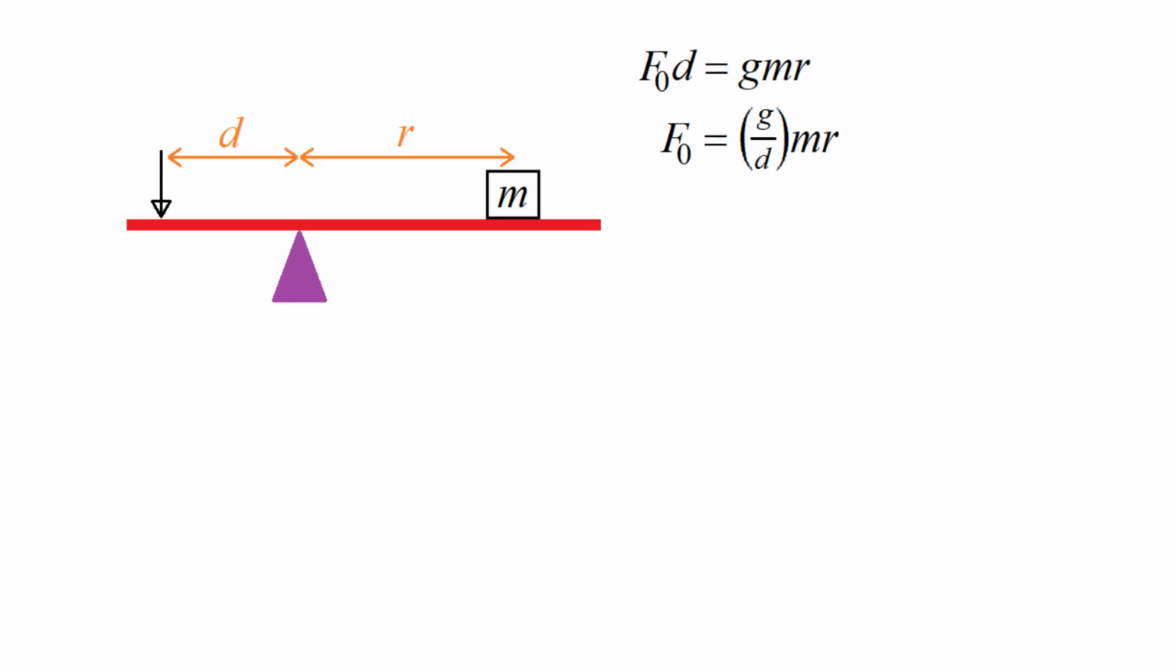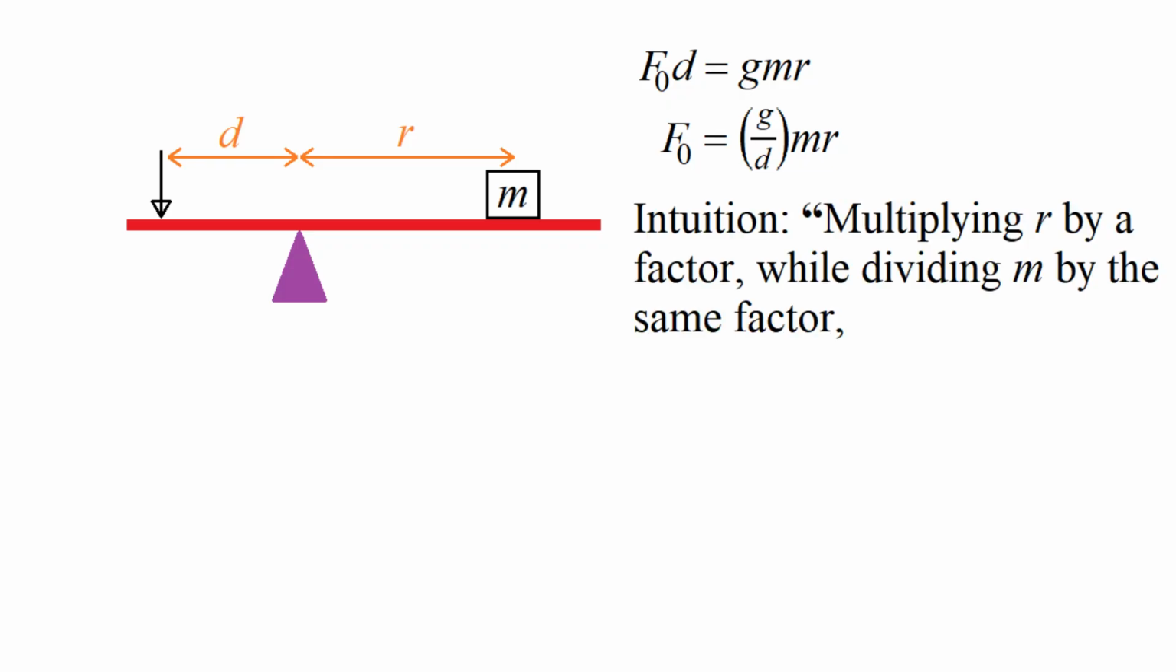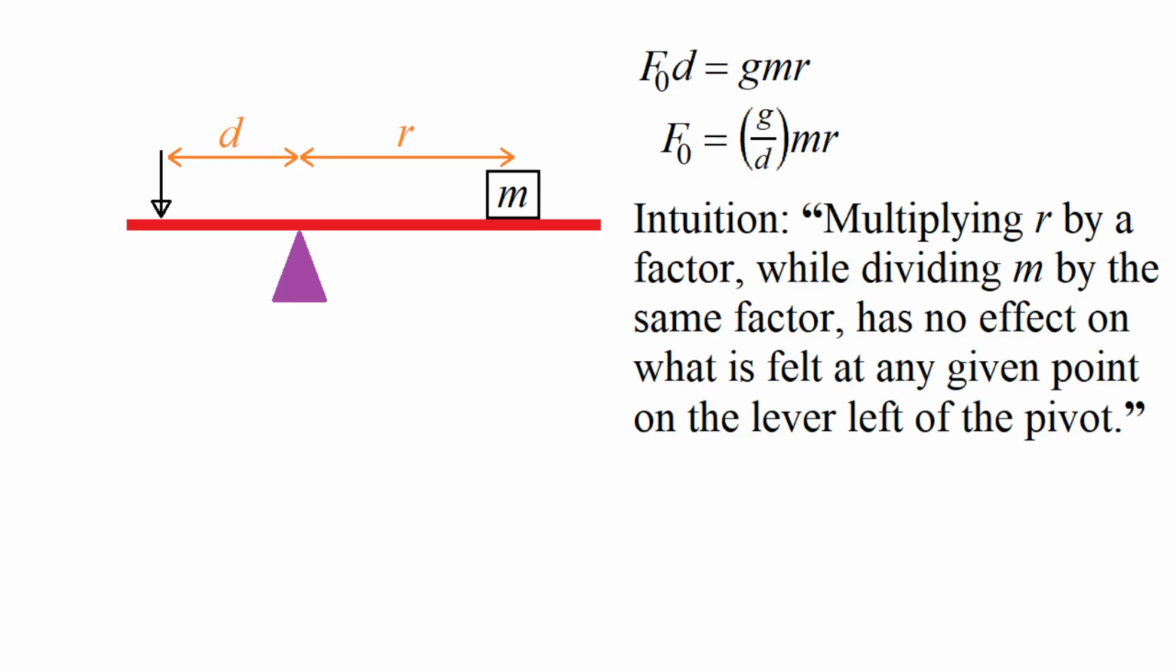And this reflects a kind of natural intuition about levers that would be something like as follows. If you multiply the distance of your object from the pivot by a given factor while dividing the mass of your object by the same factor, then this change should have no effect on what you feel at any specified point on the other side of the lever. So the amount of force that you feel yourself having to counteract in order to keep the system in equilibrium feels the same between these two scenarios.